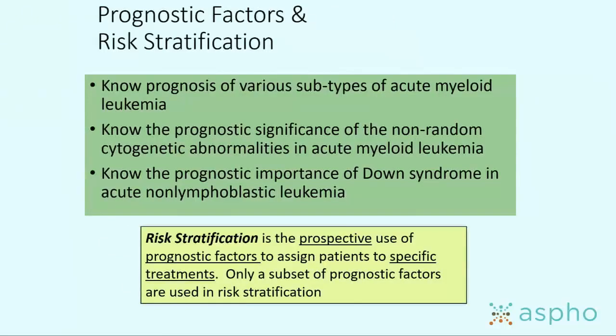All right. Very important in AML is prognostic factors and risk stratification. And so there's a number of different content items that address this. And so it's very important to understand what these are. Before doing that, however, I want to make sure that we understand the terminology that we're using. So prognostic factors and risk stratification are two different things. Risk stratification is prospectively using a prognostic factor to assign patients to a specific treatment. And so prognostic factors may or may not be used in risk stratification. Risk stratification is the use of prognostic factors to actually assign treatment. And so it's an important concept to understand.